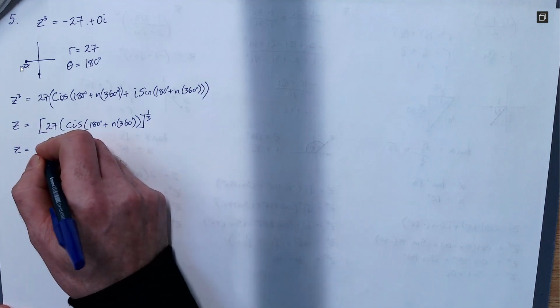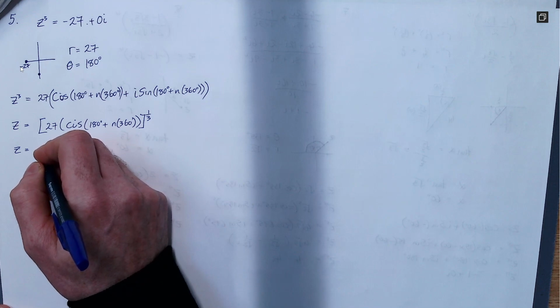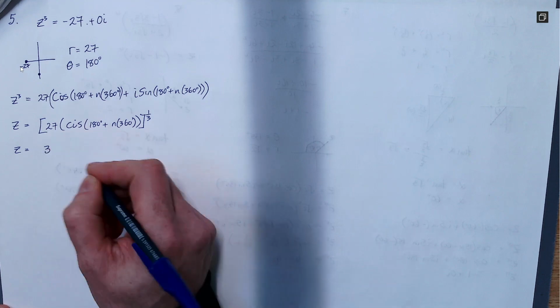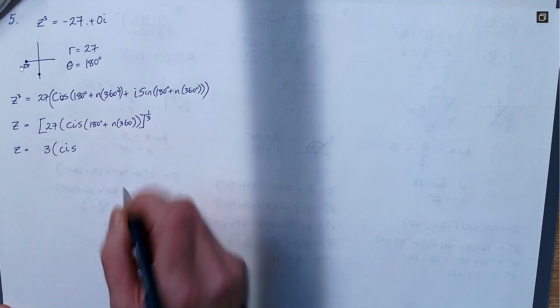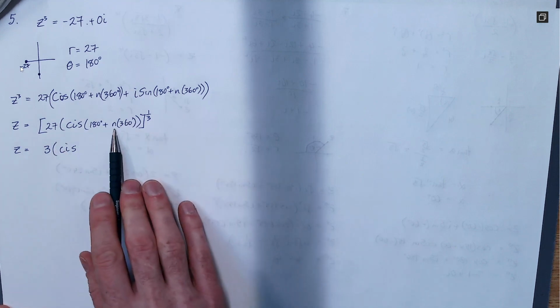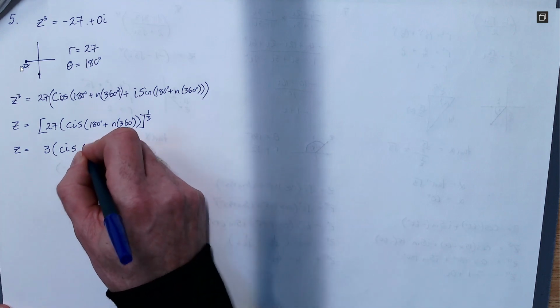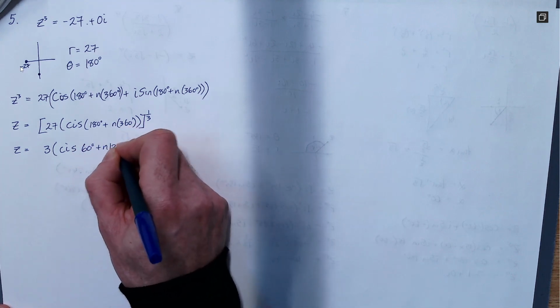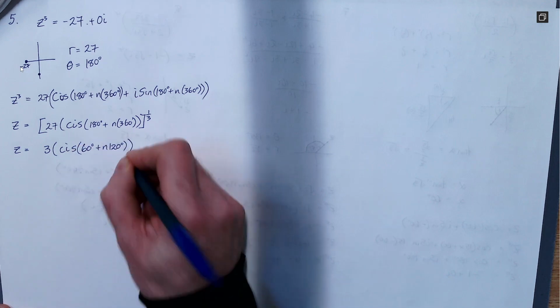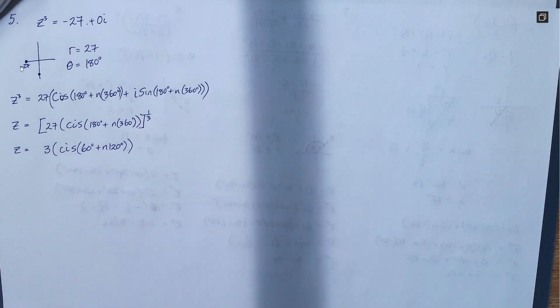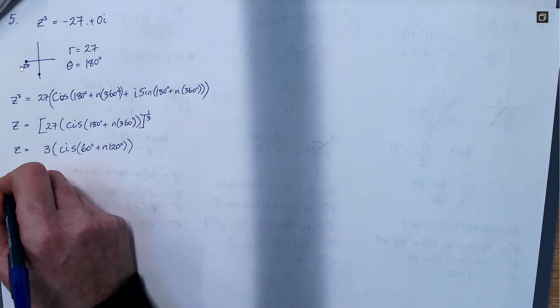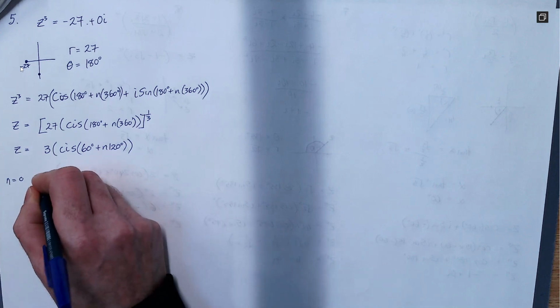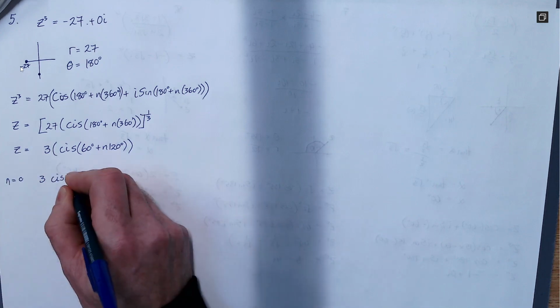Now, raised to the power of 1/3, the cube root of 27 is 3. So you do 3 cis of the angle divided by 3, which is 180 plus n 360 all over 3. And that is z in general polar form. Now we reach the roots. For n equals 0, you do 3 cis 60 degrees.